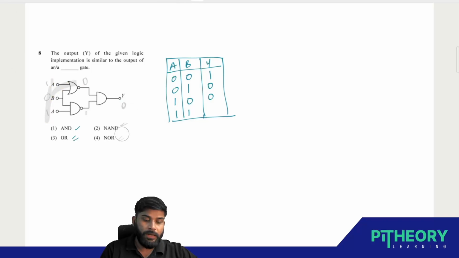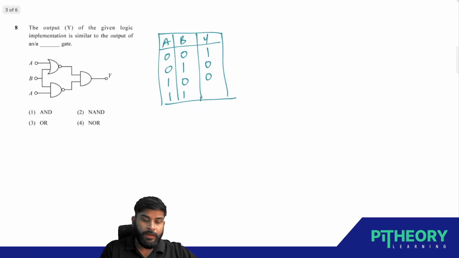If we do the same for the last one, 1 and 1, all are 1. So here, after passing through OR, 1, after passing through NOT, it will be 0, right? For the NAND, after passing through AND it will be 1, after passing through NOT, it will be 0. So the output after passing through AND, finally you'll be getting 0, right?